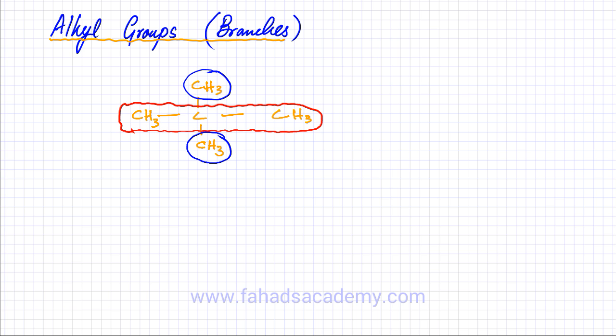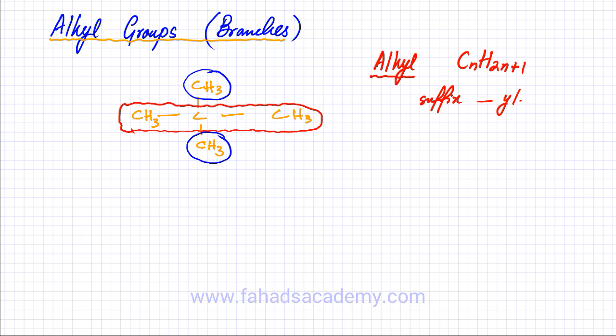Now these branches, if they are carbon branches, they're called alkyl. And there's a general formula for these branches. The general formula for an alkyl branch is CnH2n+1. And the suffix for an alkyl group is that the name is going to end with YL.